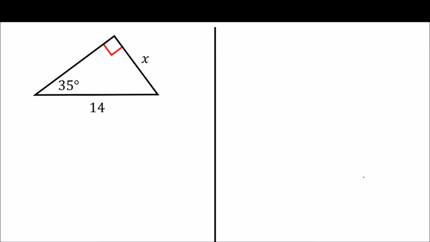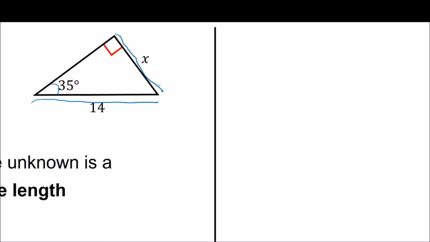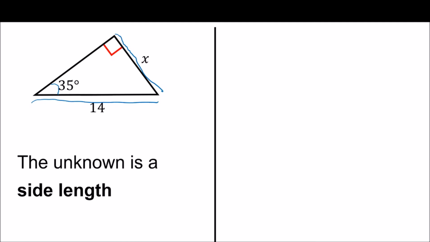But so far in our lessons, we've only had to calculate side lengths. As in the problems we've done so far, the unknown was always a side length. So on this diagram here, the known info is a side length and an angle. We know specifically what number they are. And then the thing we're being asked to calculate is the second side length on here. The unknown is a side length.